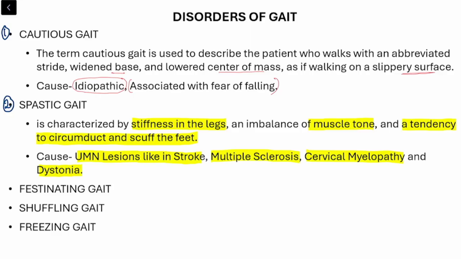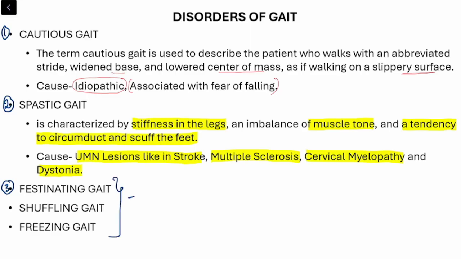You know that in stroke and MS, there will be an upper motor neuron lesion. If an upper motor neuron lesion is there, the tone of the muscles will increase. Tone of the muscles will increase, and it will cause spastic gait. That's all. Now, third thing is the festinating gait, shuffling gait, and freezing gait.